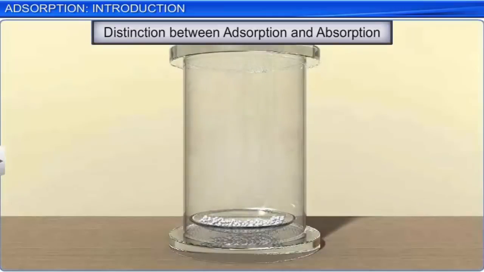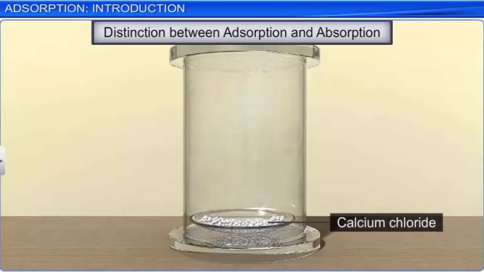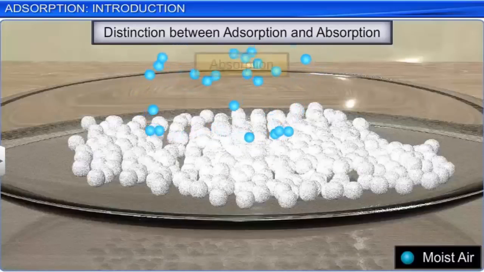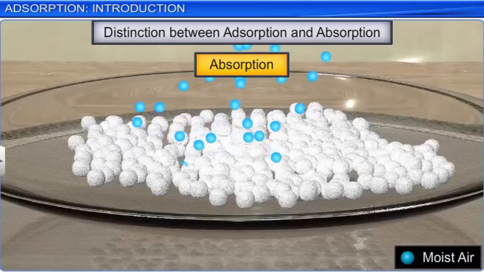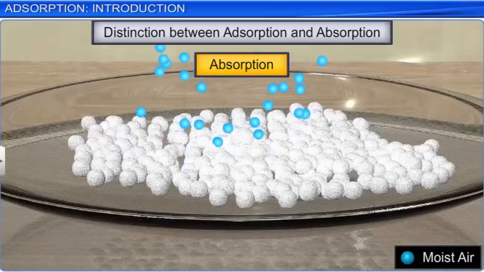However, if we place calcium chloride in a closed vessel containing water vapor, calcium chloride absorbs water vapor and forms hydrated calcium chloride. This is an example of absorption, because water passes through the solid surface of calcium chloride.